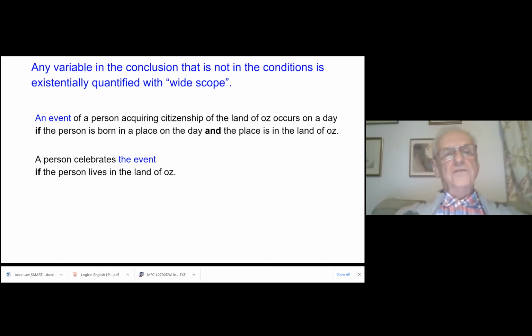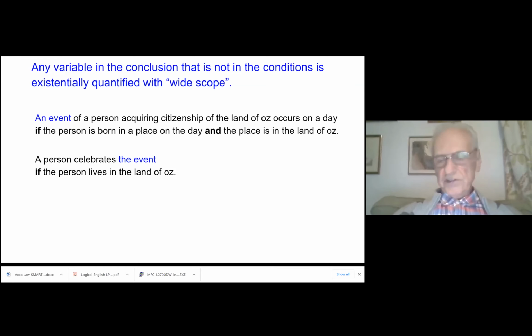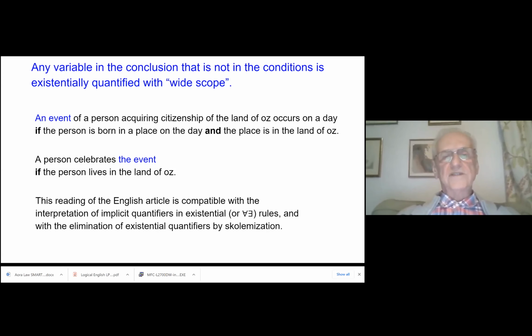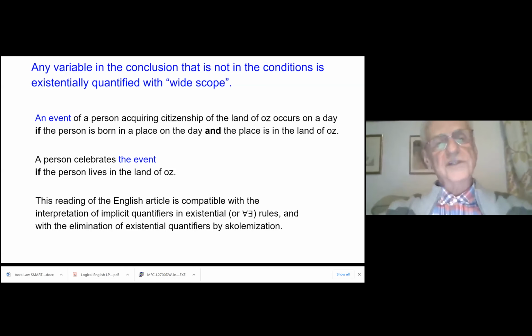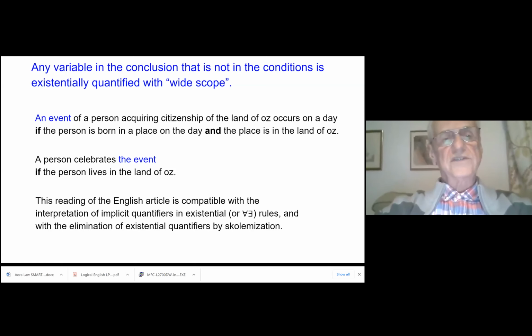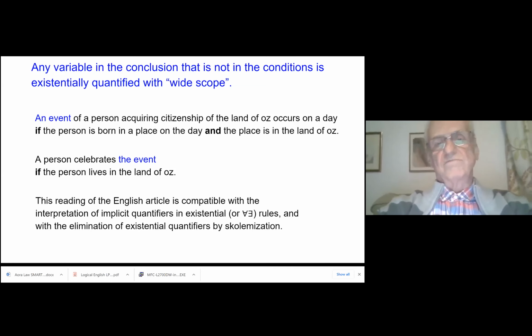We can refer to this person in other sentences. We could say, for example, the person celebrates the event if the person lives in the land of Oz. So the event is now having wider scope than universally quantified variables. And this, of course, is through skolemization. So the natural way to implement this is to eliminate the existential quantifier through skolemization, which in turn allows us to refer to that same existentially quantified variable outside of the same sentence. These are technical details, but the interesting point, I think, is that natural language here is a better guide to how to design computer languages than computing theory.